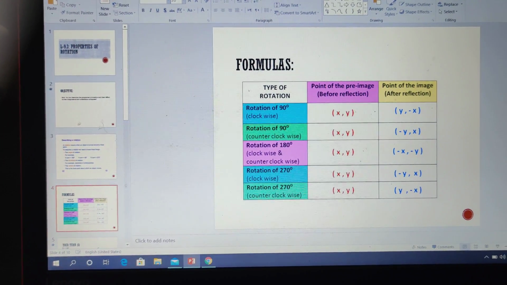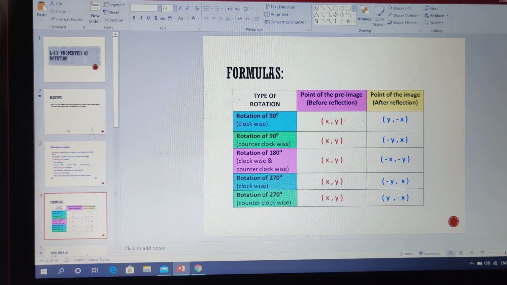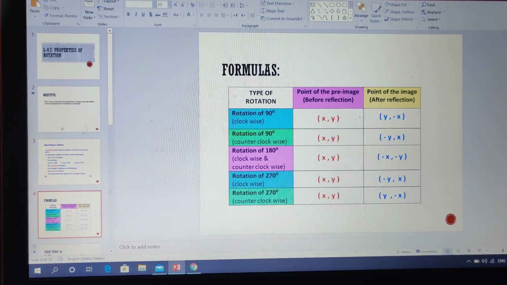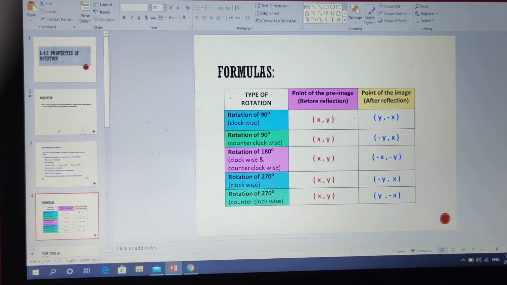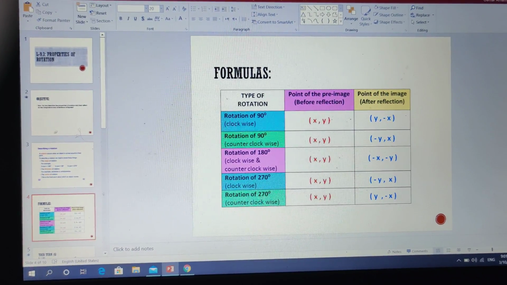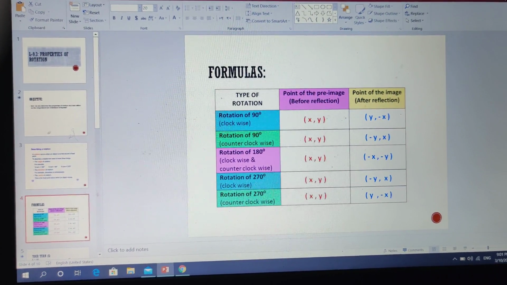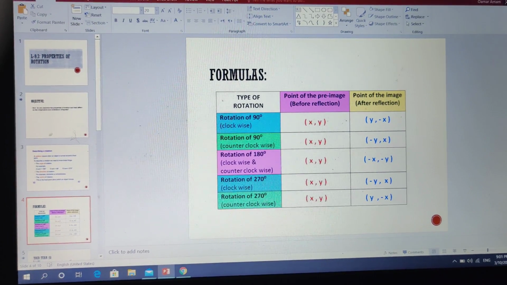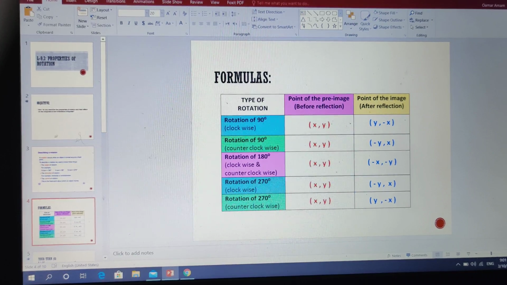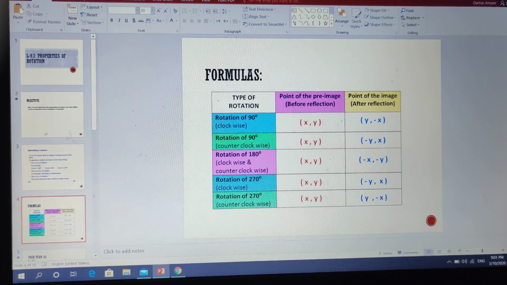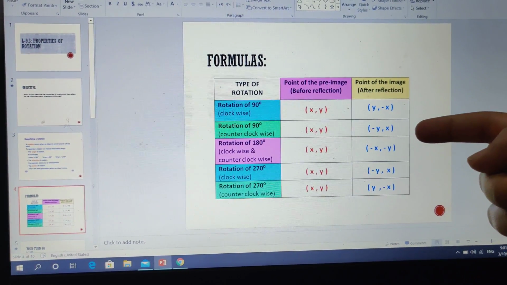Now here we have some formulas. If we have to rotate the image 90 degrees, then the x and y coordinates will be written like this. First of all, their places will be switched. Y will come first and x will come later, and the negative sign is multiplied by x. If we have to rotate the image 90 degrees but counterclockwise, I mean anti-clockwise, then the formula is opposite. It will be negative y and x.